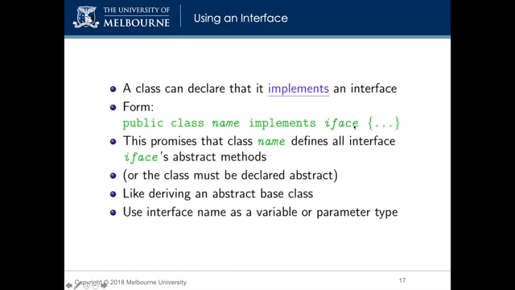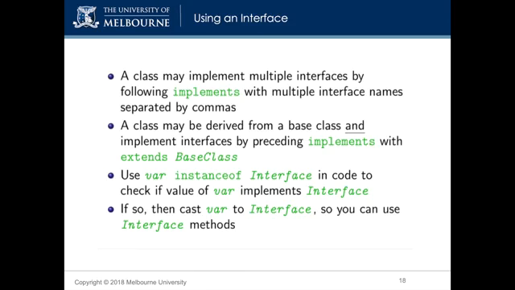If you implement an interface, you have to define all the abstract methods, and if you don't, you have to declare the class as abstract itself, which then means any implementing class of this class would have to define all the methods, just like you would with an abstract class. Each implemented interface is separated by commas, so if you're implementing more than one interface, you have to separate them with commas, and I'll show an example in the dungeon game that we're going to work through. A class may be derived from a base class and implement interfaces by preceding implements with extends base class. I'll show you with some examples in a moment.